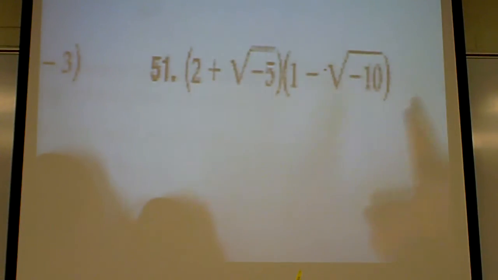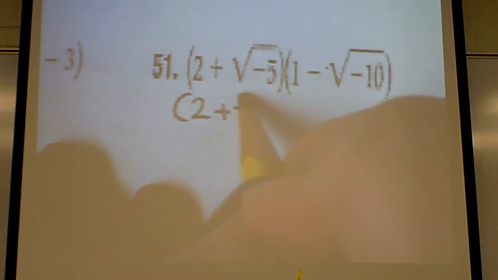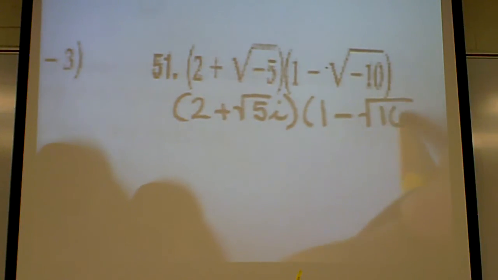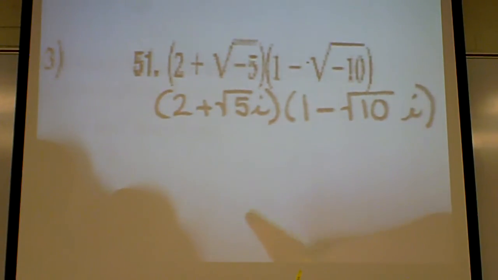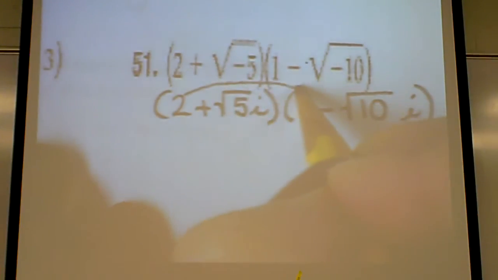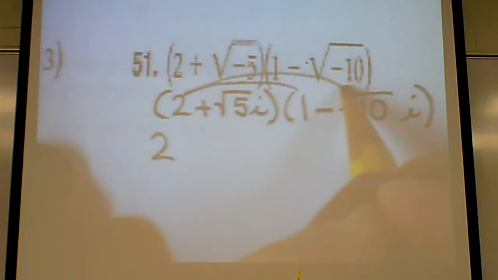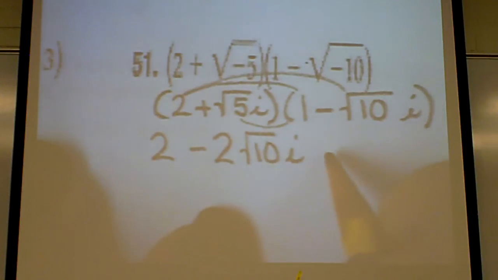Okay, first rewrite this as 2 plus root 5 i and 1 minus root 10 i. So far, so good? Now FOIL. 2 times 1 is 2. And then we're going to have negative 2 root 10 i. And this is going to be root 5 i.